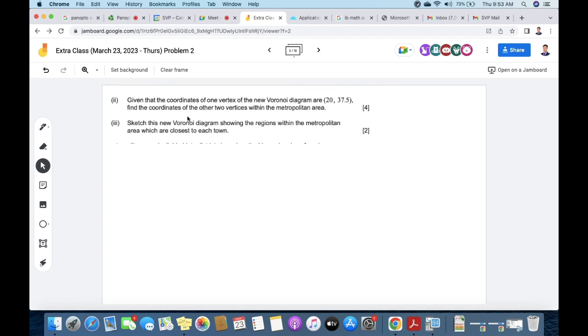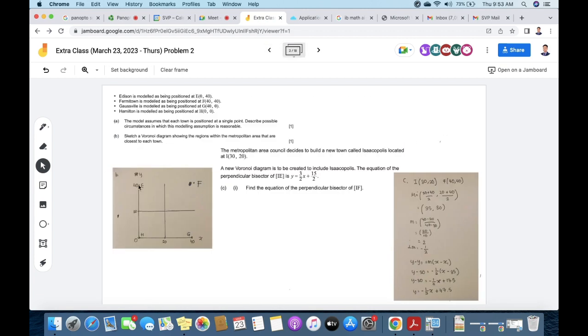Okay. This one, these are the next two tasks. You're given the coordinates of one vertex of the new Voronoi diagram. So this is one of the vertices. This is not the location of the town, but rather the vertex of the Voronoi diagram. So if you try to recall, these are the vertices of the Voronoi diagram. When we create the Voronoi diagram out from this, we can actually see here a vertex of the Voronoi diagram, which is the one in the middle.